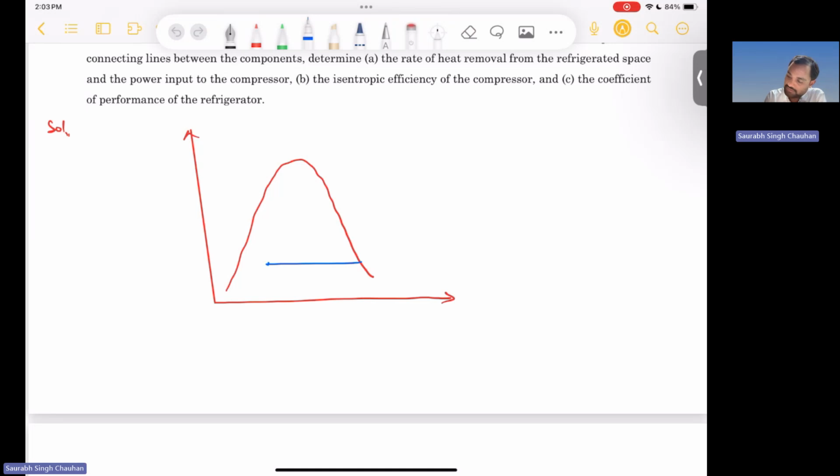In the previous question, this compression process was isentropic, but here it is not isentropic. Previously it was isentropic, but here, in the ideal case, it is not isentropic. Some irreversibility is there. Also it can be outside the dome region, right? So we'll make it a little outside the dome.